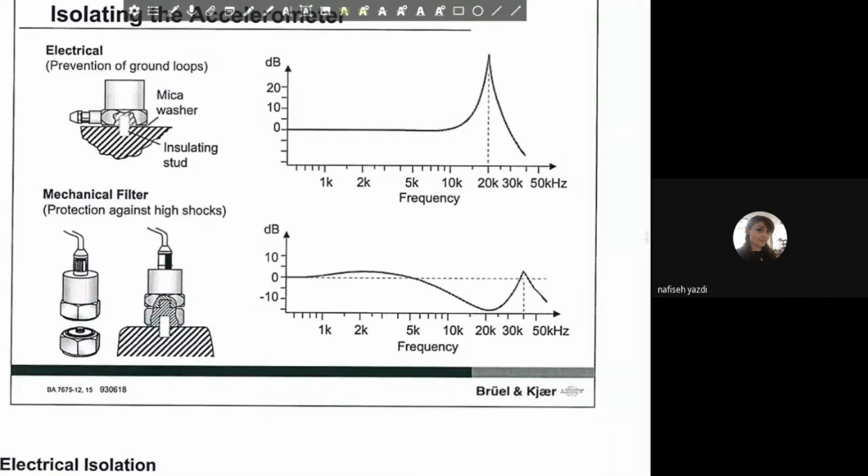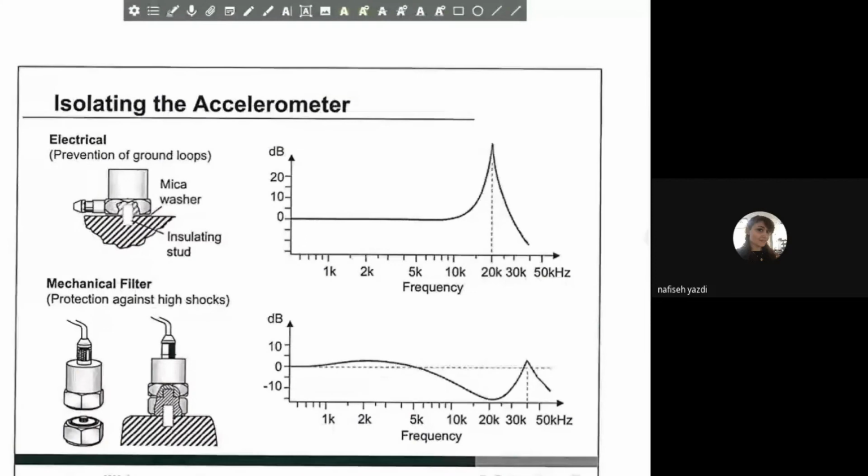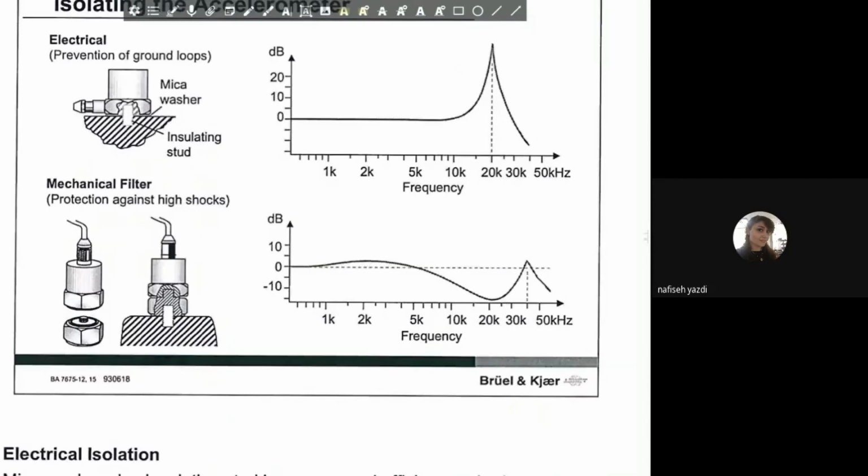Okay, in the first case, adding a mica washer does not alter the overall frequency response that much. So you can prevent possible electrical ground loops without any influence on your measuring chain. However, when we are referring to the mechanical filter, because we want to filter some undesired vibrations such as shocks, then as you can see, there is a big change in the FRF, the transfer function, and that requires a lot more attention when using such isolated mechanical filters.